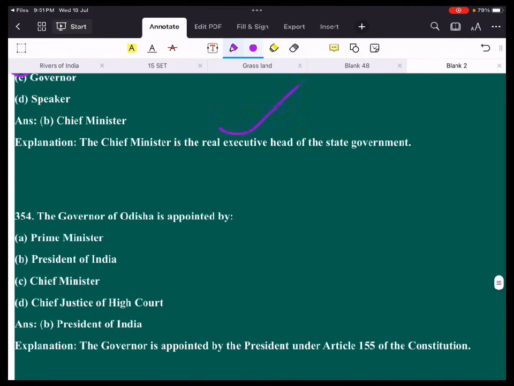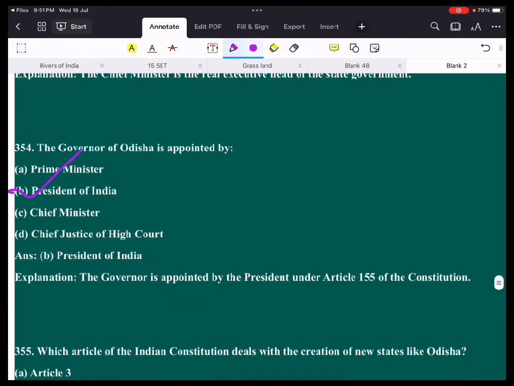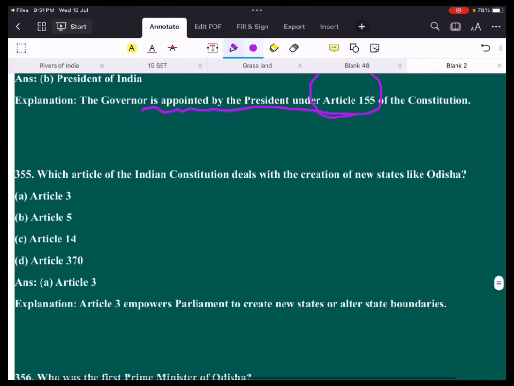The Chief Minister is the real executive head of the state government. The Governor of Odisha is appointed by the President of India under Article 155. Which article of the Indian Constitution deals with the creation of new states like Odisha? That is Article 3. Article 3 empowers Parliament to create a new state or alter state boundaries.